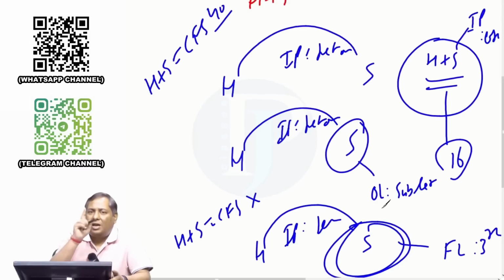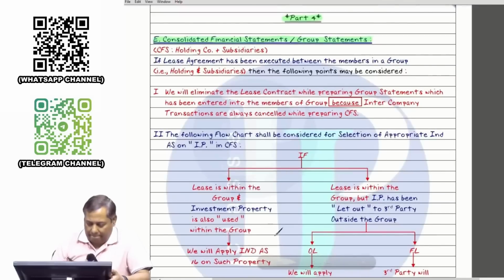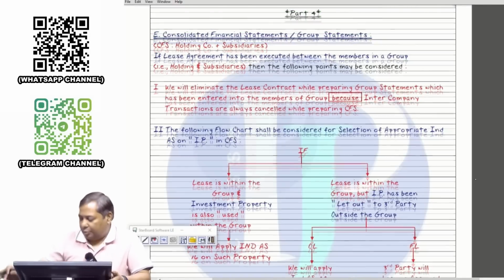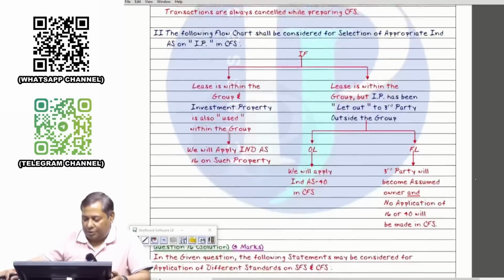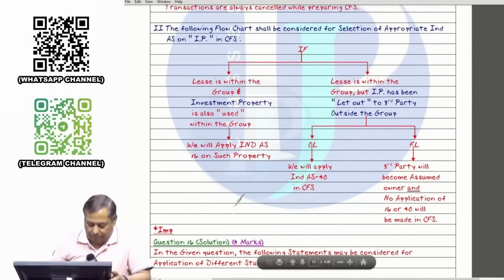I explained the whole system to you in detail with explanation. Look here. I have explained you this whole process. I showed you a flow chart. If the lease is within the group, the holding has let out to the subsidiary. Investment property is also used within the group, within our group itself, so we will apply 16.